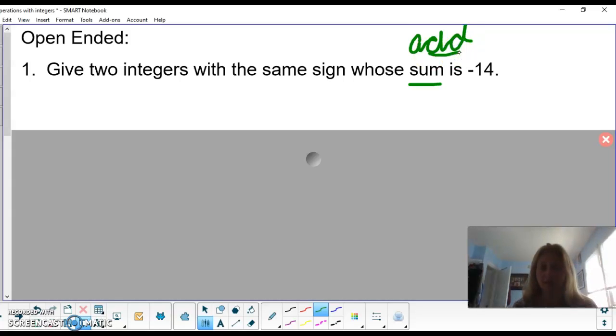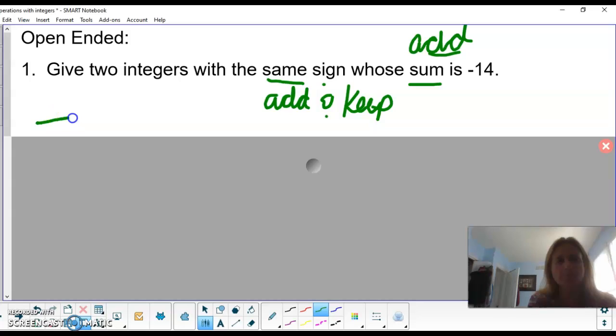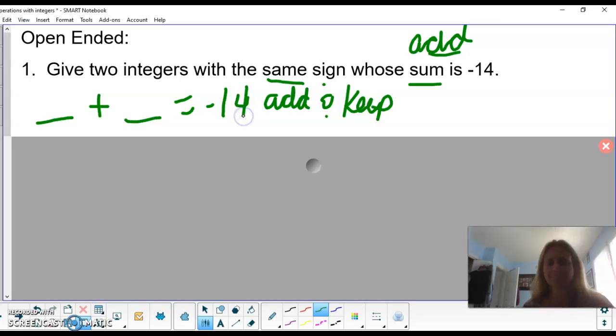That's adding, okay? So I want you to find two integers with the same sign whose sum is negative 14. So, same sign, remember our rule, same sign, add, and keep, right? So we want to come up with two numbers with the same sign. We get negative 14. So we know that they both have to be negative because if we keep the sign, that means if my answer is negative, my two numbers have to be negative, okay? So all you do is you come up with two numbers that you add together to get negative 14.